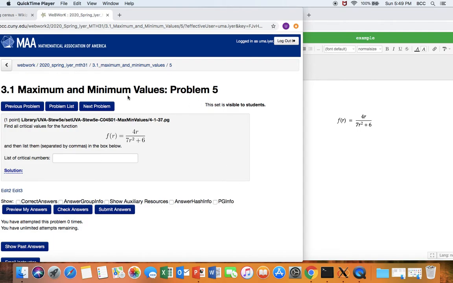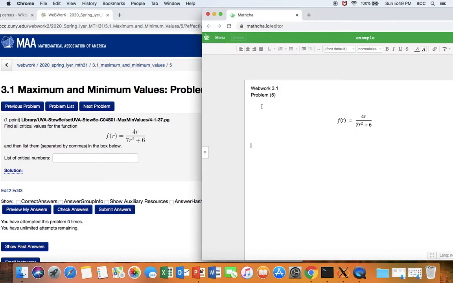This is problem 5 of section 3.1 on WebWork. The question is to find the critical values of the given function, and list them separated by commas in the box below. So let me remind you, here is my function: 4r over 7r squared plus 6.